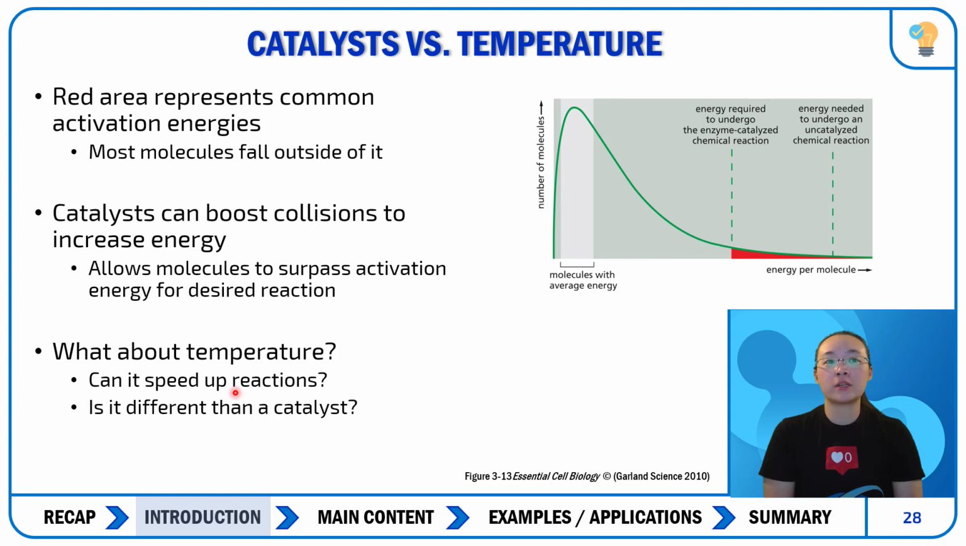This is super important because it is different than an enzyme. An enzyme is going to be specific to a reaction, and it's going to speed up that reaction only, and it's going to be selective. So temperature is non-selective speeding of reactions, whereas catalysts are going to be selective speeding of reactions.